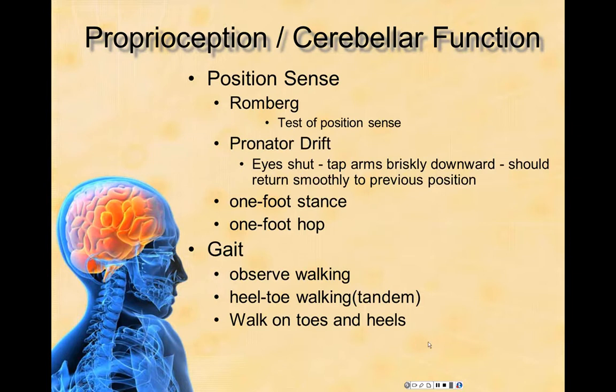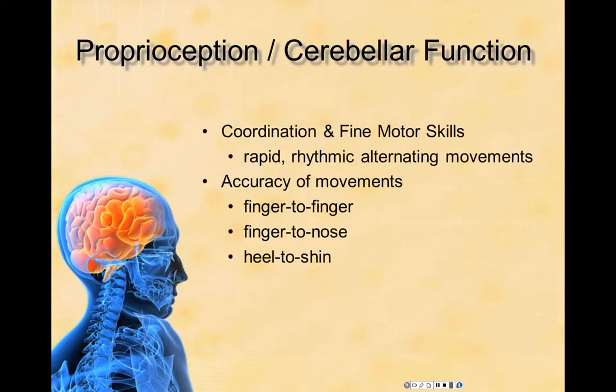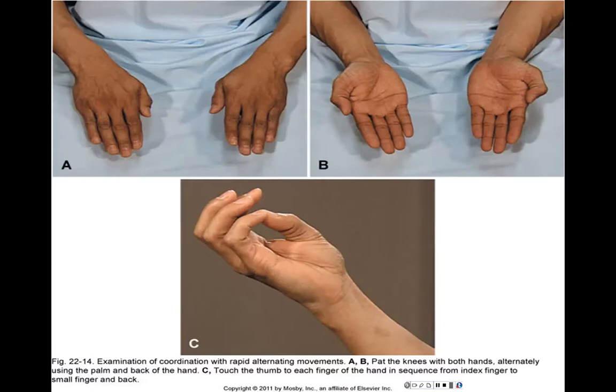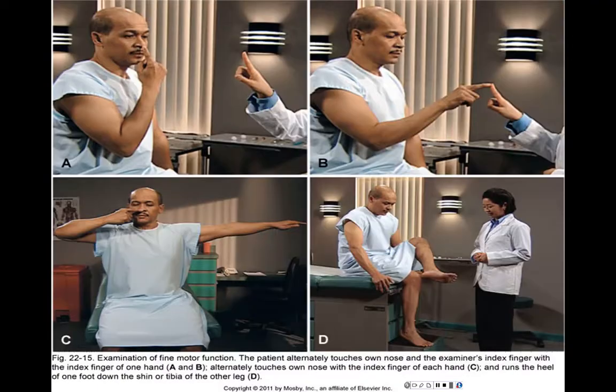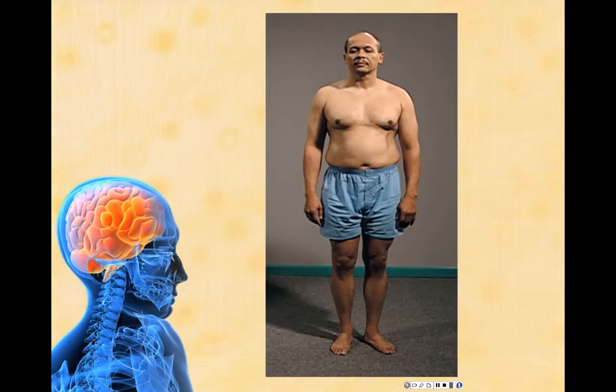In order to evaluate gait, we're going to have them walk for us. We're going to have them do the heel to toe or tandem walk, on their toes and heels, and look at their gait. Coordination and fine motor skills are tested with rapid, rhythmic, alternating movements, and then accuracy of movements with the finger to finger, finger to nose, and then heel down the shin to see if they are able to have accurate movements. Okay, these are pictures that are in your book of that.